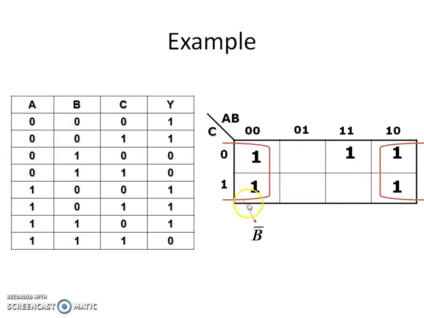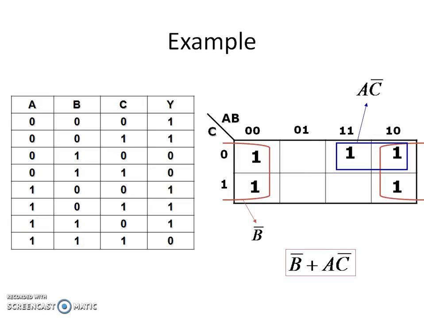Then the corresponding representation is here 0 and 1, so the variable C is cancelled here. Here A is equal to 0 and A is equal to 1, so that is also cancelled. Only B bar is here. Then next we can map these two ones. What will be the corresponding representation? Here A is equal to 1 and A is equal to 1. Here B is equal to 1 and B is equal to 0, so the variable B is cancelled, only A and then C bar is here. So the overall expression is B bar plus AC bar.